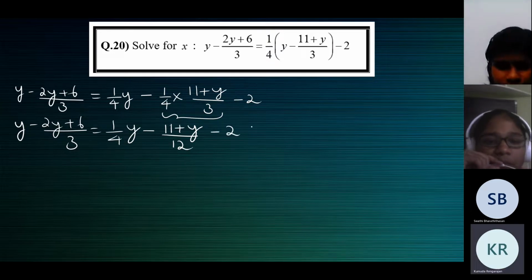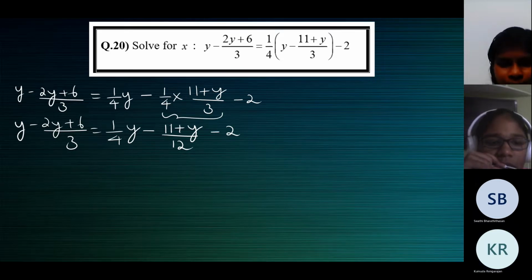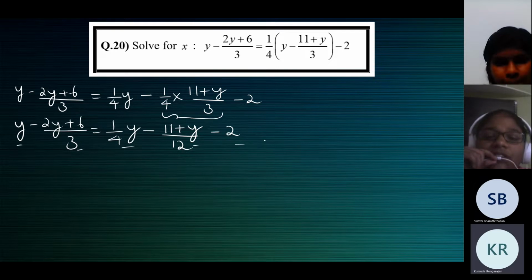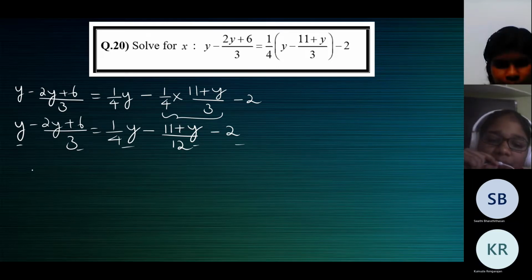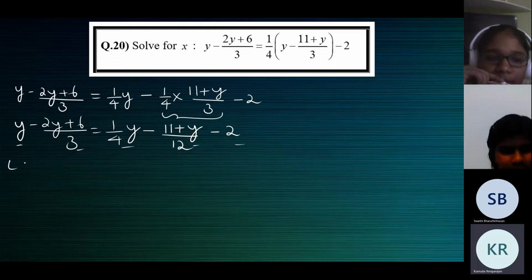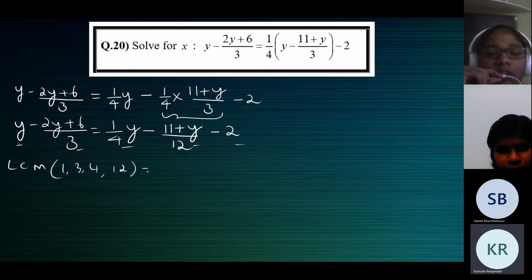Now, tell me how many terms are there in the left hand side? 2 terms, ma'am. How many terms on the right hand side? 3 terms. Now are the terms free? Can you see? 1, 2, 3, 4, 5 terms. They are free now. There is no bracket now. We should find the LCM, ma'am. Very good. So the LCM of the denominators 1, 3, 4 and 12 is 12.